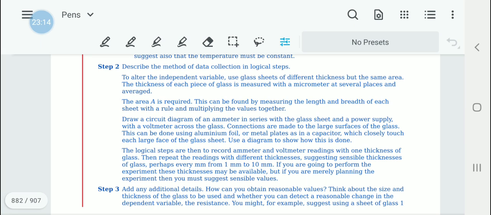And you might just stop at saying, take the thickness the same. But you have to mention that you take the micrometer measurements, because you need to measure the thickness. So how do we measure the thickness? Using a micrometer. Then we need to measure the area. How do we measure it? By using a ruler and multiplying the values together.